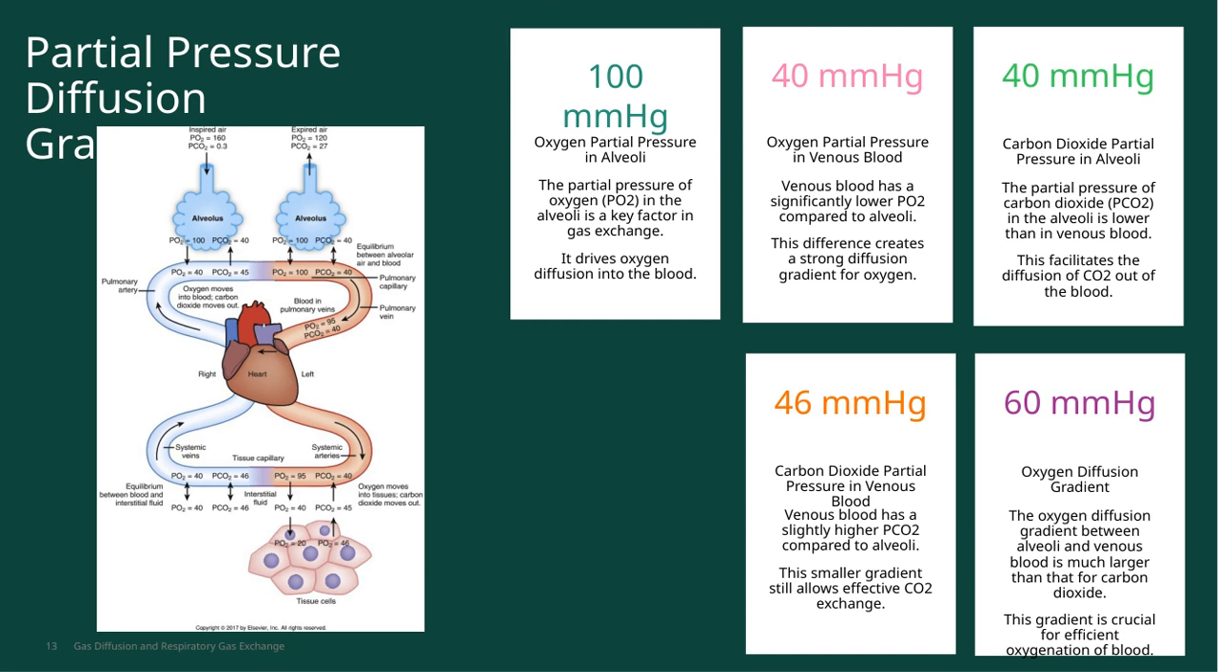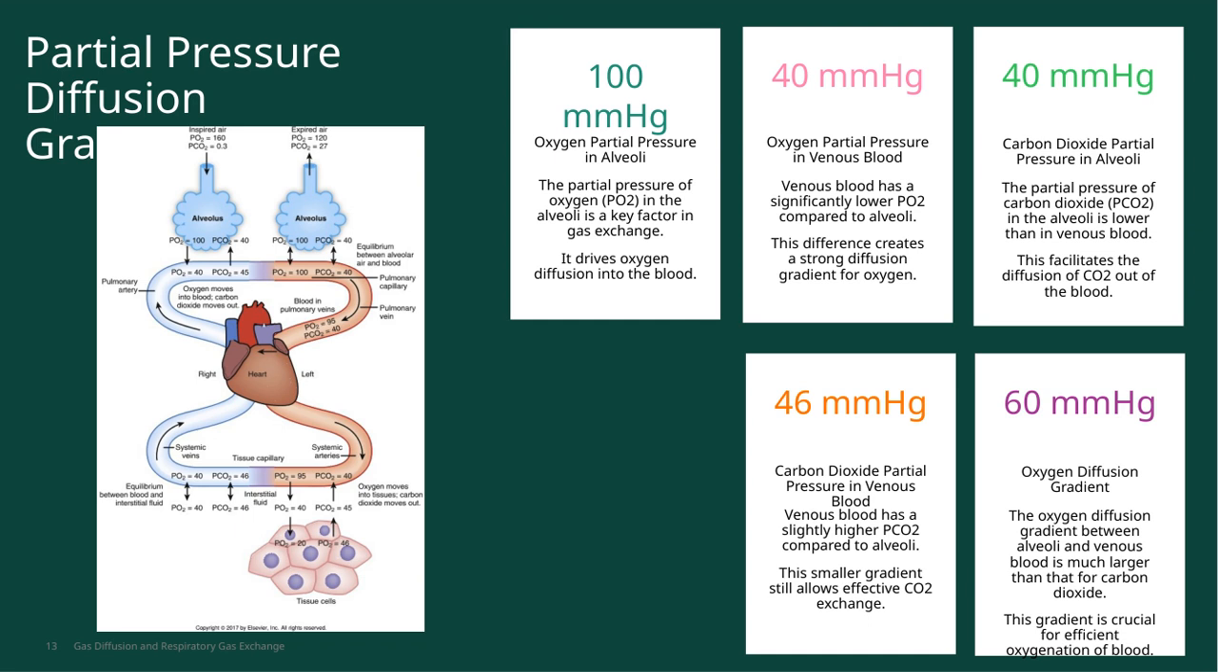Now, when we look at carbon dioxide, the situation is a bit different. The partial pressure of CO2 in venous blood is around 46 mmHg, and in the alveoli, it's about 40 mmHg. Although this gradient is smaller than that for oxygen, it's still sufficient to allow CO2 to leave the blood and enter the alveoli for exhalation.